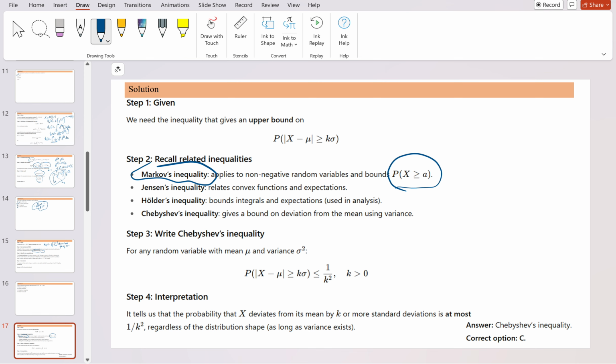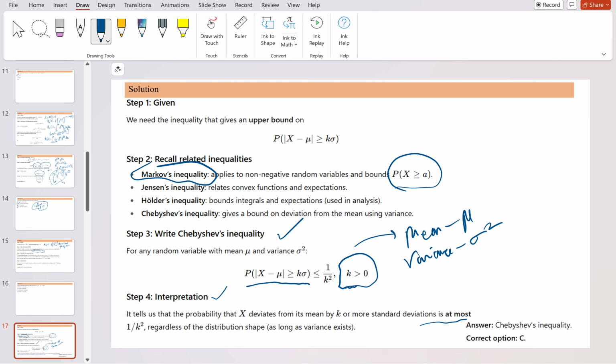So the Chebyshev inequality says that for a random variable with mean mu and variance sigma square, the probability of |x minus mu| greater than or equal to k sigma is less than or equal to 1 upon k square, where k is greater than 0. The interpretation is that the probability that x deviates from its mean by k or more standard deviations is at most 1 upon k square, regardless of the distribution shape, as long as the variance exists. So the answer is the Chebyshev inequality, which is option C.